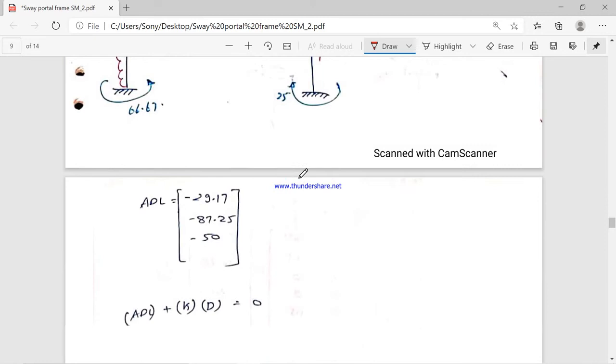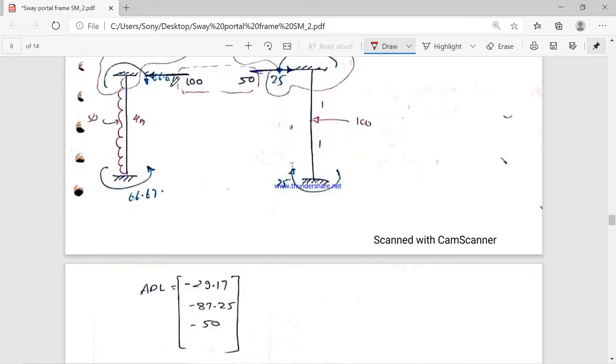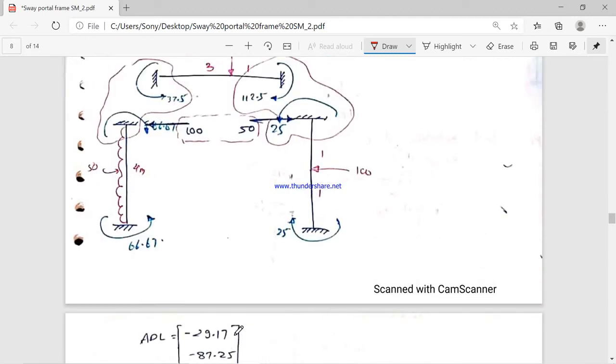Okay, now the calculation of ADL will be formed. So ADL will be formed at the particular unknown. So it is equal to minus 26.1, minus 29.17.